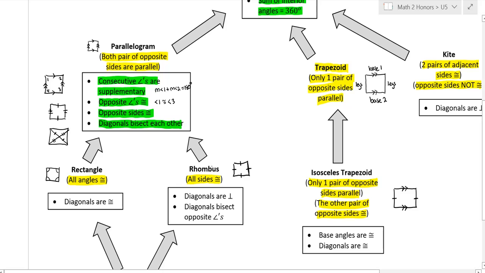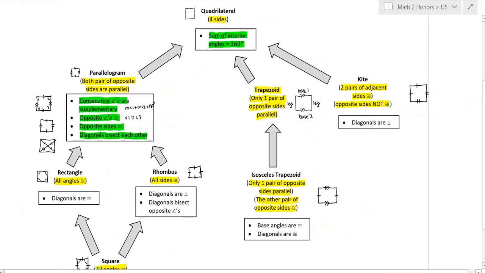Also, a rhombus is a parallelogram, so the rhombus inherits the properties of a parallelogram. And then a rectangle and a rhombus are both quadrilaterals, so they inherit the properties of quadrilaterals, right?